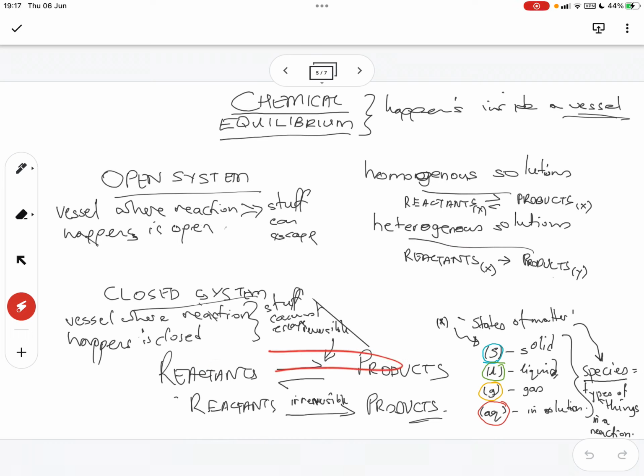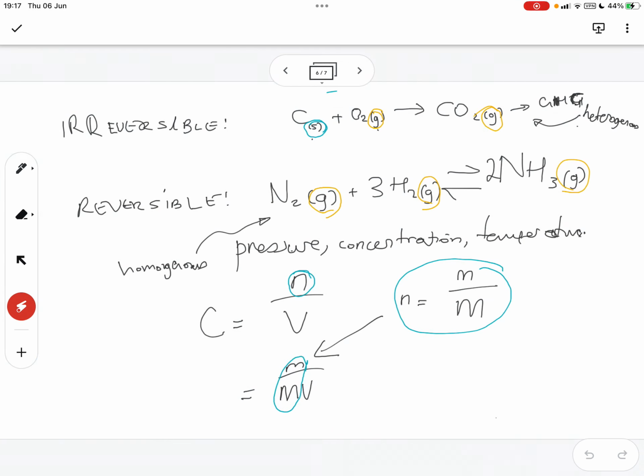And then secondly, we've got homogeneous solutions and heterogeneous solutions that are a result of mixing products and reactants that form products and then back again. So with homogeneous solutions, the reactants and the products, they're in the same phase of matter, state of matter, or we call them the same species. But if the solutions are heterogeneous, then some might be solids, some might be liquids, some might be gas on either side of the reaction.